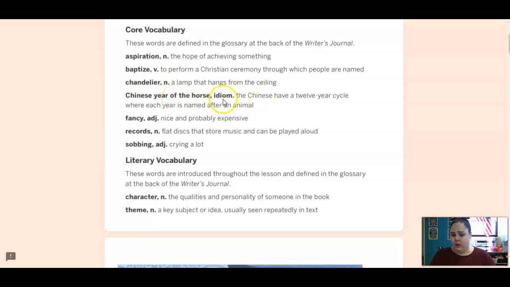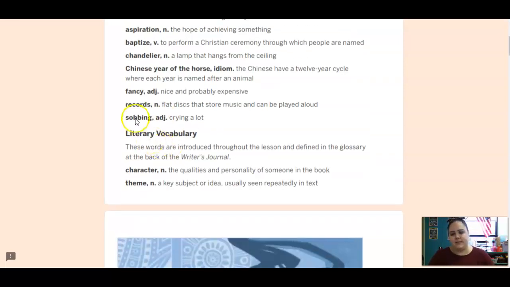Chinese year of the horse. That is an idiom, which means that it is figurative language. It's not literal. It's talking about how the Chinese have a 12-year cycle and every year is named after an animal. Fancy is an adjective that means nice, probably expensive. Records is a noun, and those are flat discs that store music and can be played aloud. So it's like a CD, but it's even older than that. It's a big flat disc and it plays music. Sobbing is an adjective, and that means crying a lot.